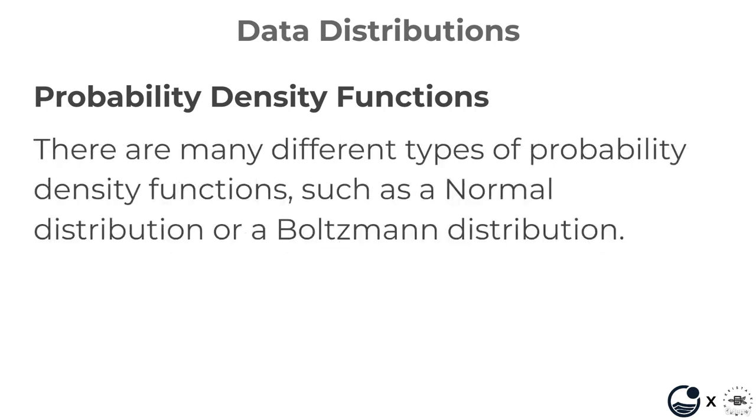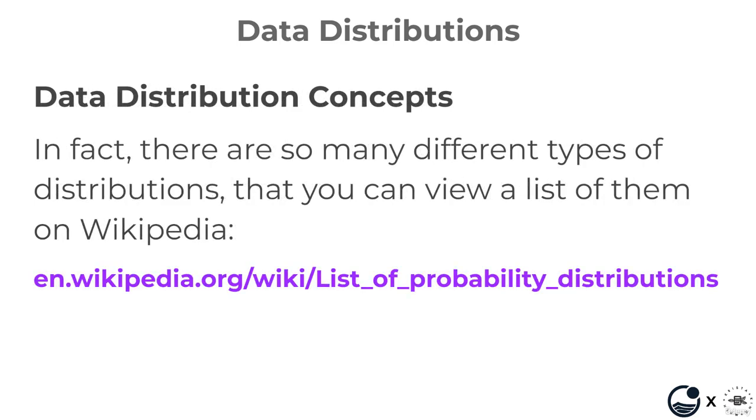There are many different types of probability density functions, such as a normal distribution or something like a Boltzmann distribution. In fact, there are actually so many different types of distributions, both probability mass functions and probability density functions, you can actually view a list of them on Wikipedia. And I would encourage you to visit this link or just Google search list of probability distributions on Wikipedia and check them all out and explore them, maybe be even a little confused by them, but then understand that they're actually all just examples of either a PMF or a PDF. And we're going to dive into a few of them in this particular section of the course.